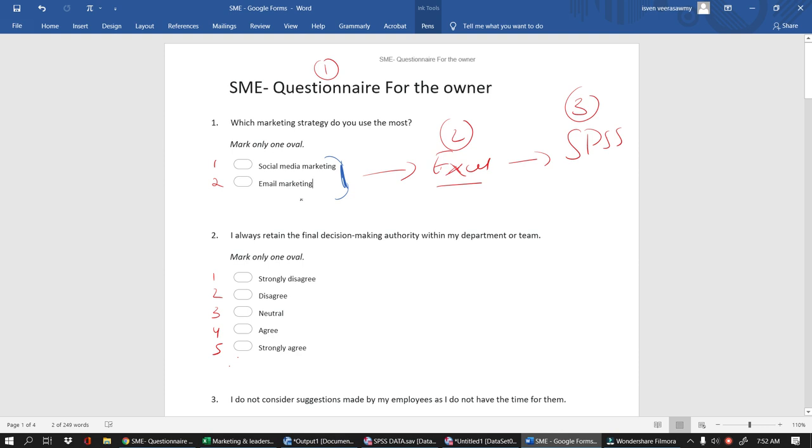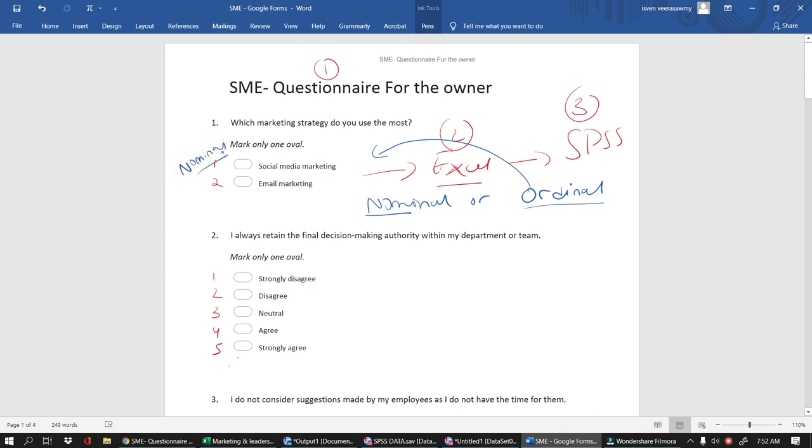A categorical variable, as you know, is divided into two sections: nominal or ordinal. Nominal and ordinal are easily differentiated, because ordinal is where your categories have some kind of order. If I take email marketing and put it on top and social media marketing at the bottom, this won't change anything. The order of the categories doesn't matter. If there is no order in the categories, this question is nominal.